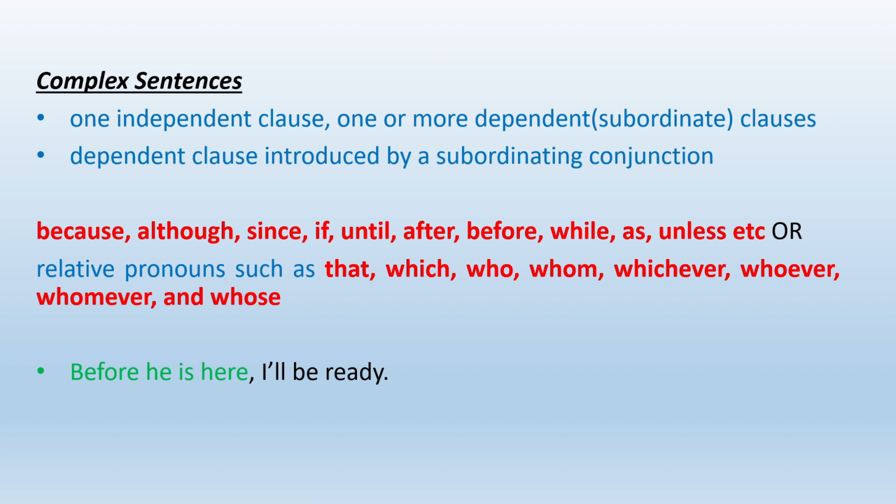The independent clause is in black color, I'll be ready, and the dependent clause is in green color, before he is here, and it is beginning with the subordinating conjunction before. Similarly, if you don't hurry, you will miss the flight. Here I have just given you a quick recap of what is a simple and what is a complex sentence. If you want to know the detailed difference between the simple, compound, complex and compound complex sentences, you can watch my other video. I'm sharing the link on the top.